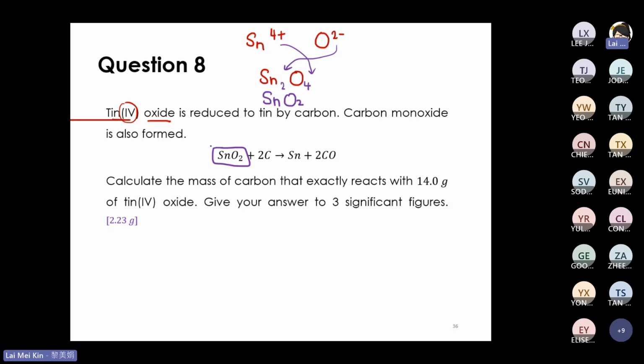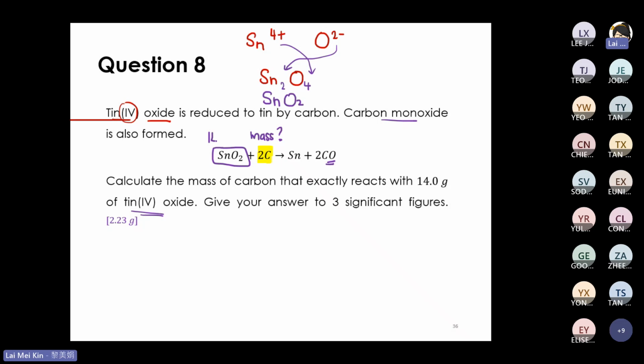Okay, so it's referring to tin 2 oxide. And then the rest are reduced, and carbon monoxide is also formed. So carbon monoxide here. Okay, calculate the mass of carbon. I highlight this because in the question I have carbon and I need to find the mass. Calculate the mass of carbon that exactly reacts with 14 grams of tin 4 oxide.